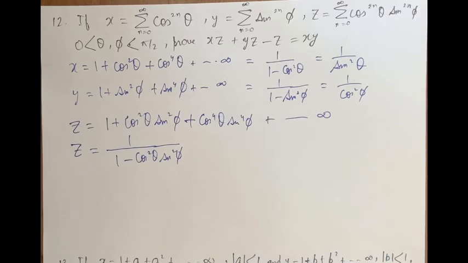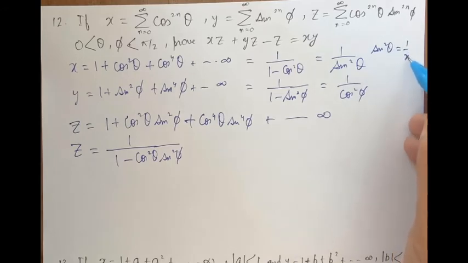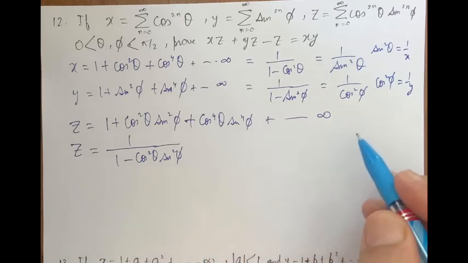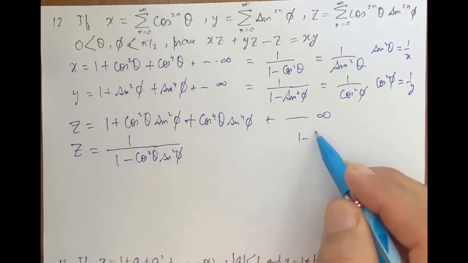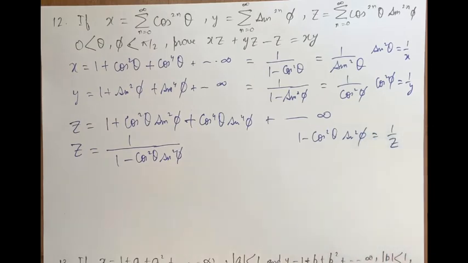Now from this x, y, z we have to prove this result: x into z plus y into z minus z is equal to x into y. So this gives us x is equal to 1 by sin square theta, or sin square theta is 1 by x. Similarly, this gives us cos square of phi as 1 by y, and this gives us 1 minus cos square theta into sin square of phi as 1 by z.